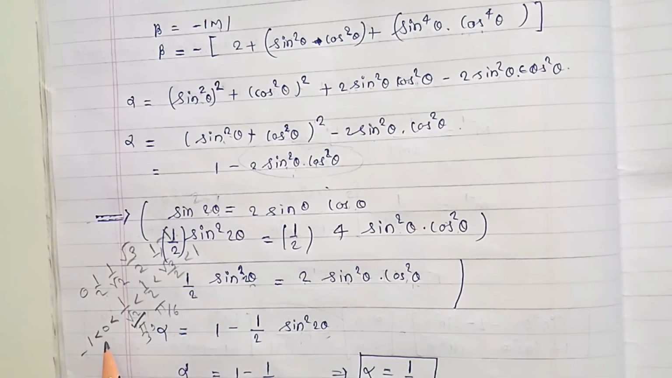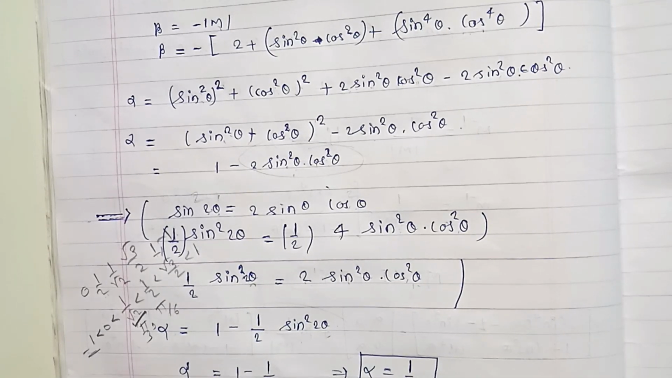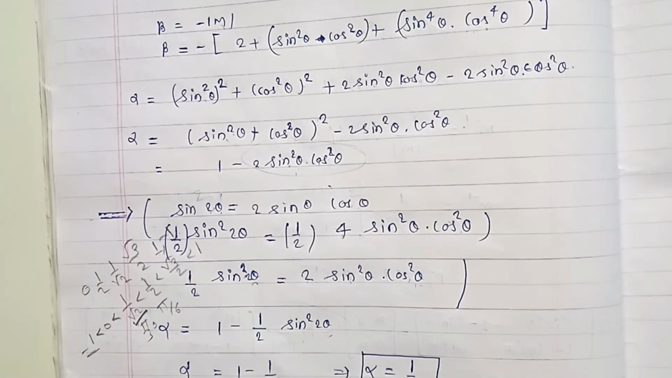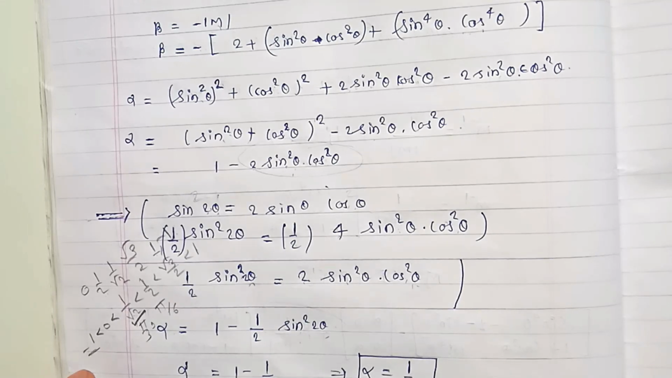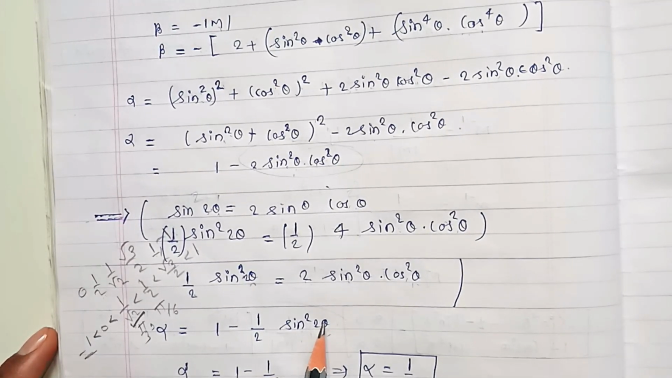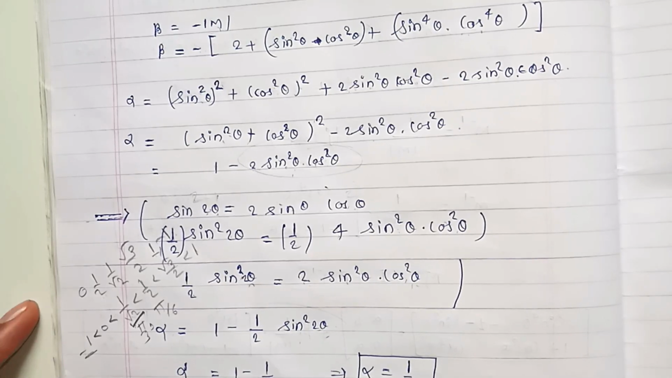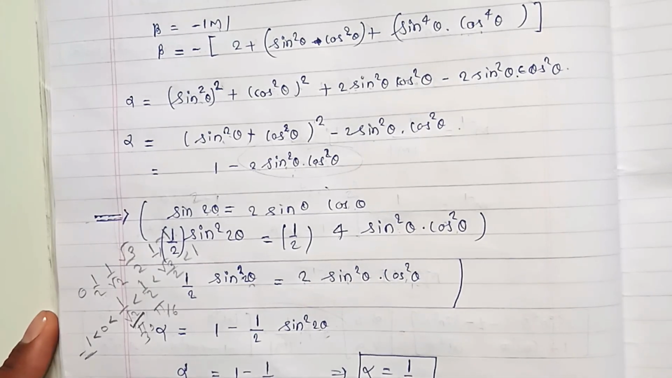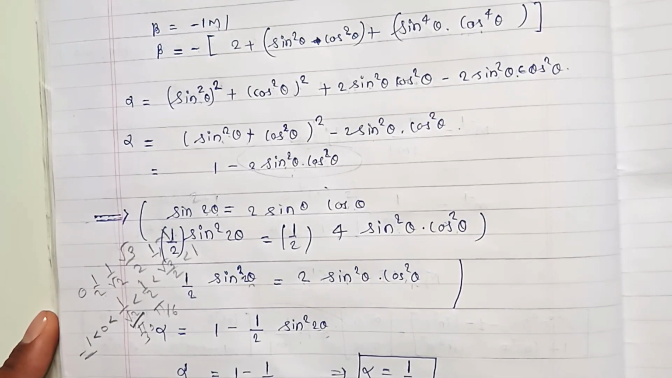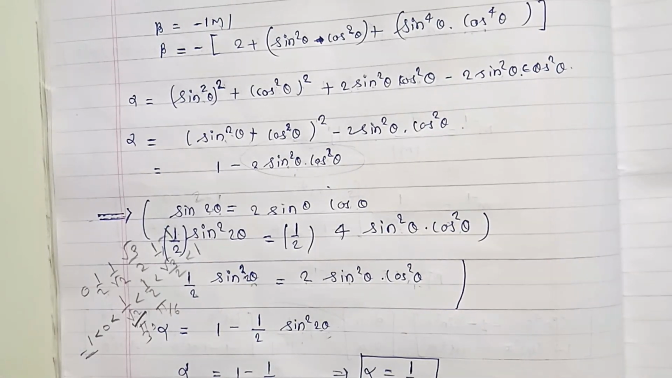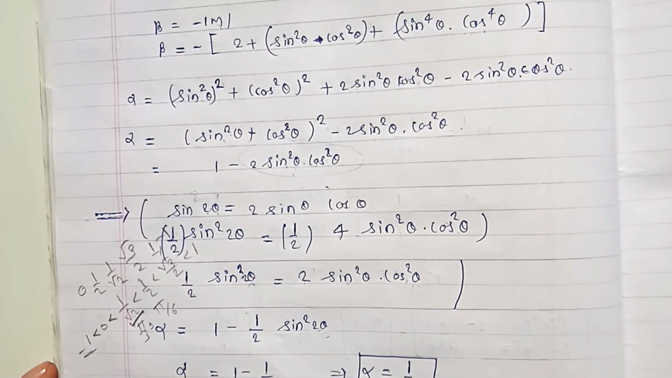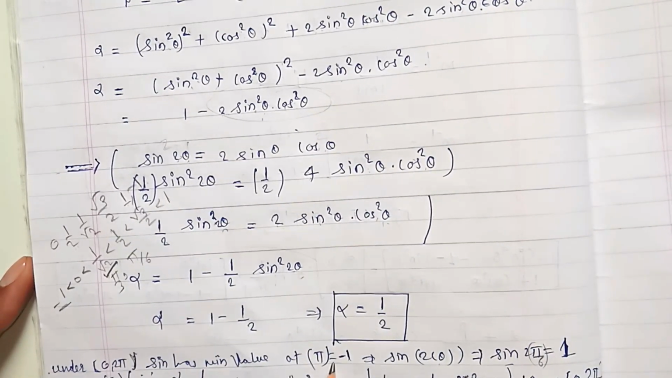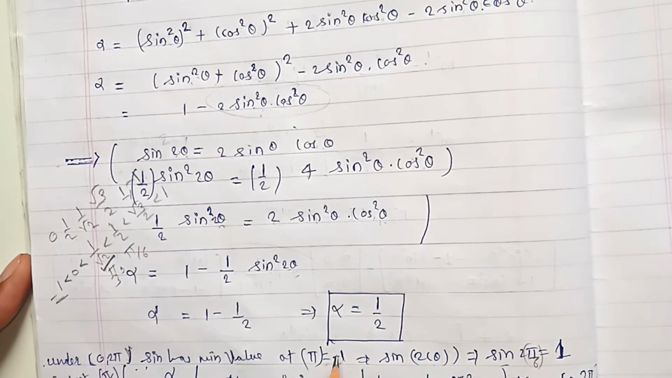And the only minimum value is -1. So under the interval closed 0, open 2 pi, sine has a minimum value at pi, which is -1. So that means we want the value for sine 2 theta. If you know sine 2 theta, then later on find out sine square 2 theta. First of all, find out sine 2 theta. For finding sine 2 theta, we know that the minimum value for sine gives -1. So -1 for sine 2 theta. At pi, sine gives a negative value, which is -1.